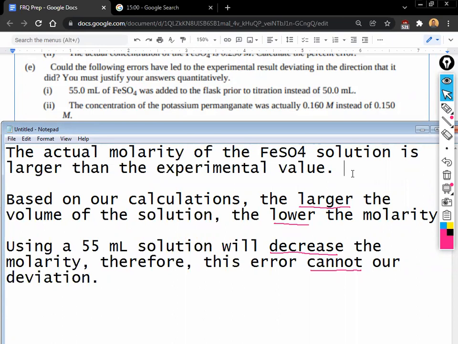The larger the volume, the lower the molarity. I wrote larger or greater, which makes no sense at all because if you increase the volume, it should make it lower molarity. And so the 55 milliliter solution will decrease the molarity, and so the error cannot explain. Sorry, guys. So part one, it does not explain the deviation because it's going to lower the molarity.